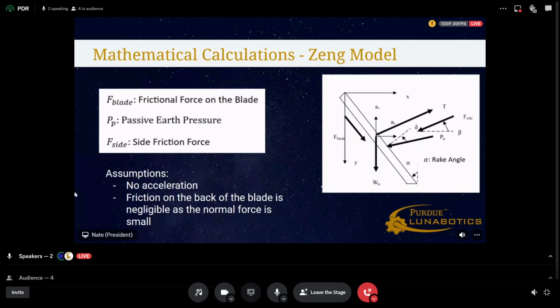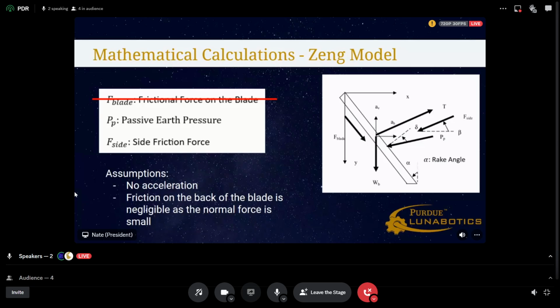So to start the analysis, we first looked at a purely mathematical analysis on the force required for mining. This was based on what's known as a Zhang model. Basically, there's 3 forces at play. The frictional force on the back side of the blade, which, due to the blade moving in a circular fashion away from the soil, is going to be roughly negligible.